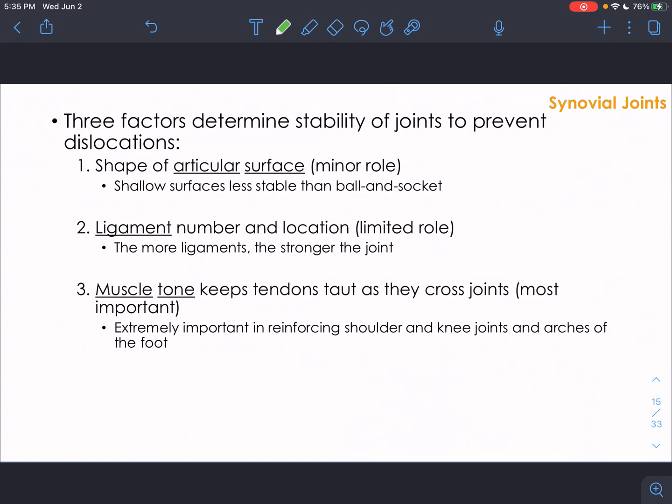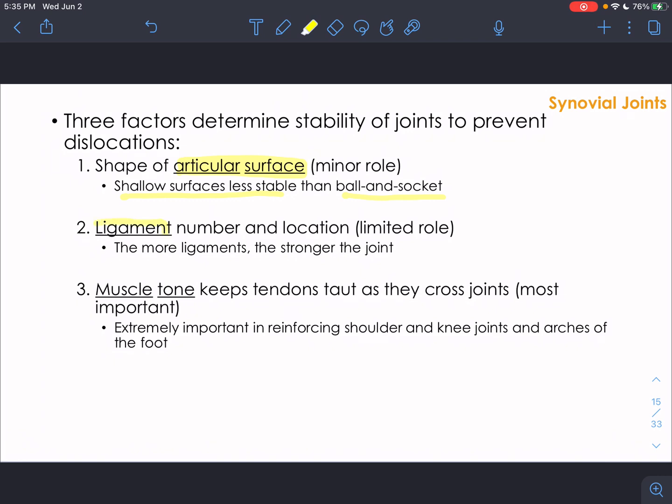Three factors determine stability of synovial joints, which is important because it helps prevent dislocations, which obviously aren't good. So the shape of the articular surface plays a minor role in stability. Shallow surfaces are obviously going to be less stable than a ball and socket joint. So think of the head of your femur, which you should know, and the acetabulum of your pelvis. That would be a ball and socket. And that's going to be really stable because you have a lot of area for connection, and that articular surface is quite large. There'd be a lot of surface area.